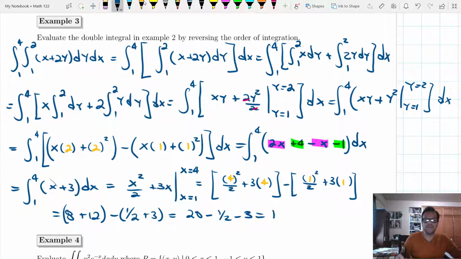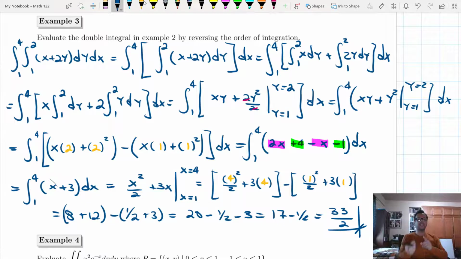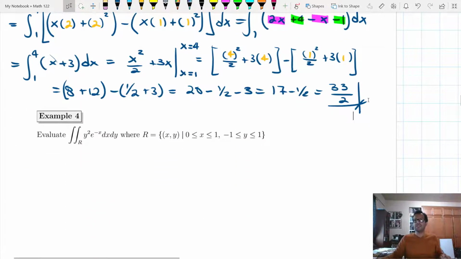And that's going to give us 17 minus 1/2, which is the same as 33 divided by 2, which is the same quantity we obtained when evaluating this integral in the other order. Okay, so that's one example of a double integral done with respect to y first and then x, and in this second example, exactly the same function using the same limits but taking a different order. And not surprisingly, we get the same result.